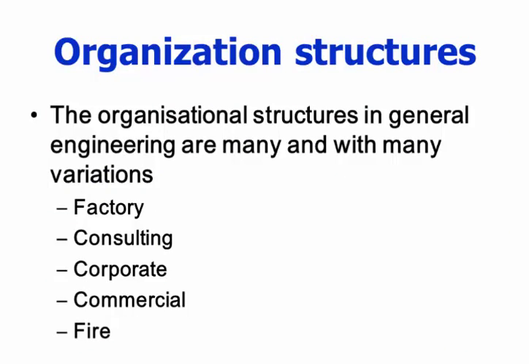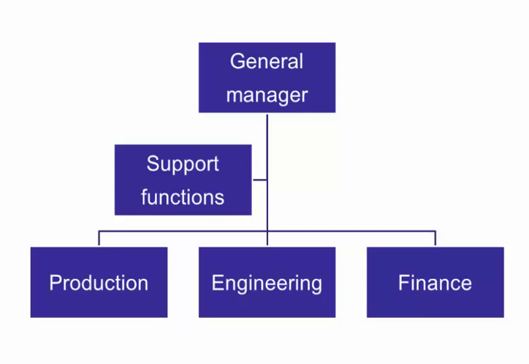So the organization structures. The organizational structures in general engineering are many and with many variations. Okay, so you need to look at the factory, consultants or consulting, corporate, commercial side of things, and also the fire side of things. So here you have a little diagram, all right, with your general manager, GM. Then you have support functions, and underneath that you have your production, engineering, and finance. There are a lot of other legs of the systems as well, but these are just an example, 3 areas.